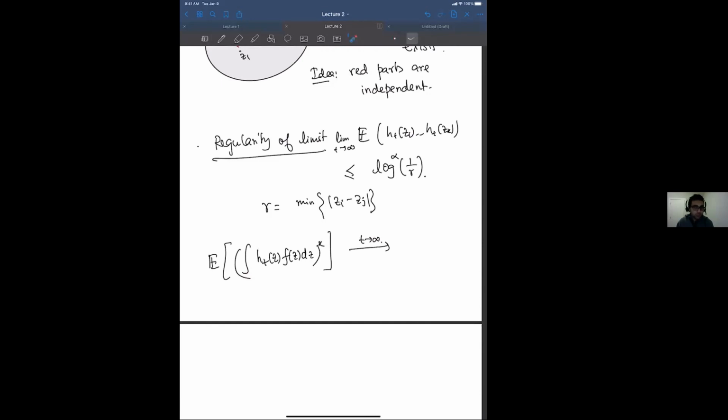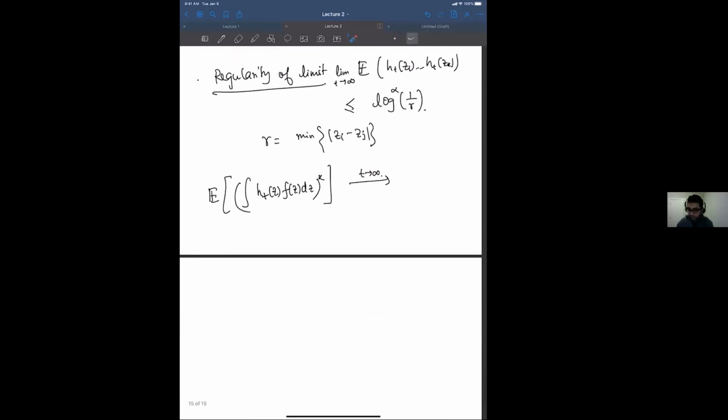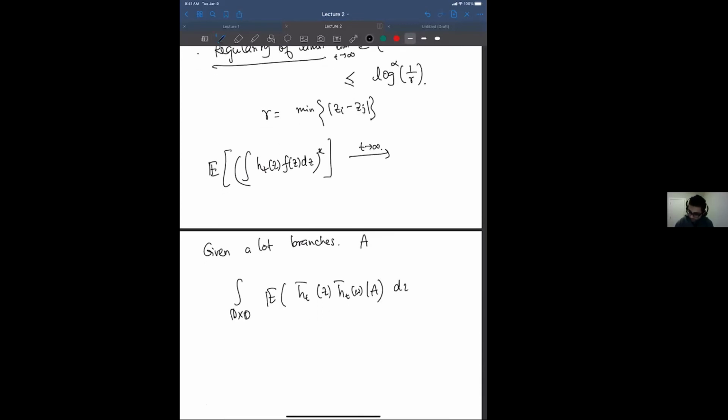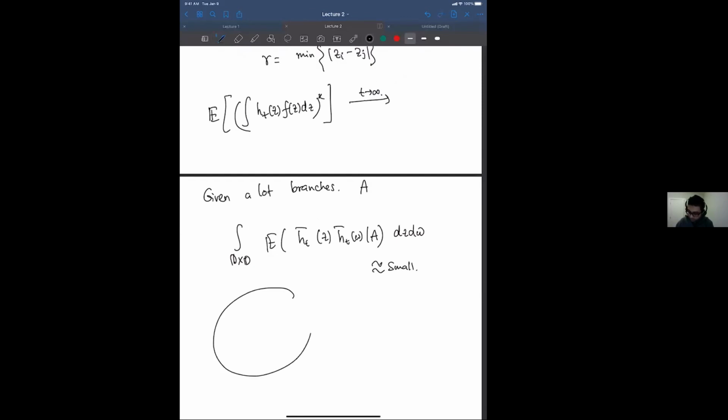Once we know that the limits exist, we want to show that the conditional variance given a lot of branches is small. Given a lot of branches, basically this boils down to showing that the integral over D cross t of the expectation of h_t bar(z) h_t bar(w) given A is small. And just to give a pictorial idea of why this might be small, well, we have drawn a lot of branches. Think of a huge mesh of branches.